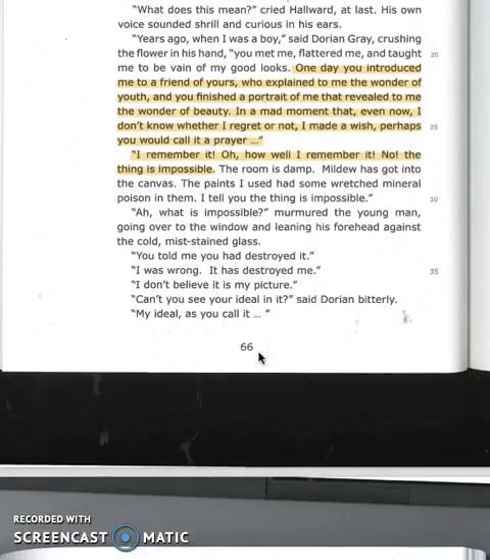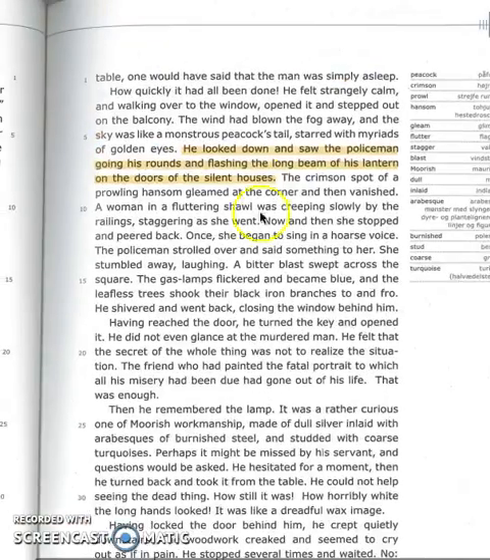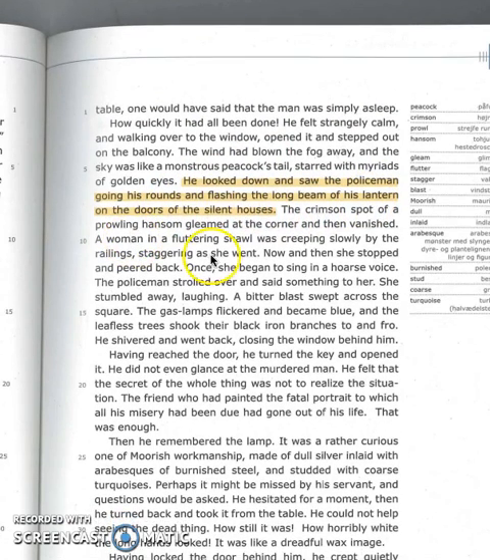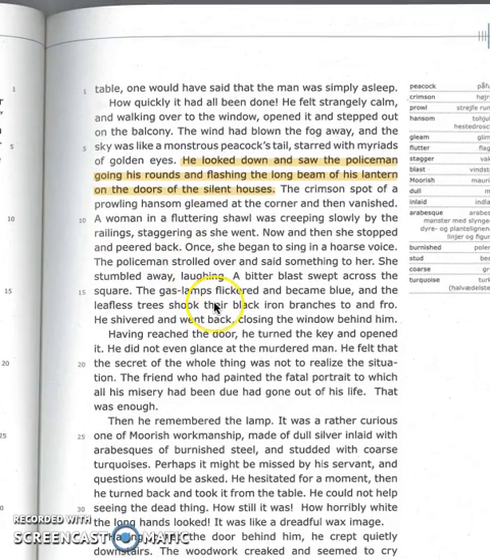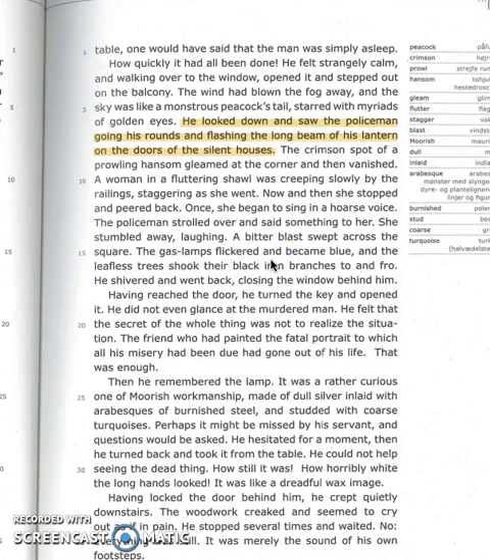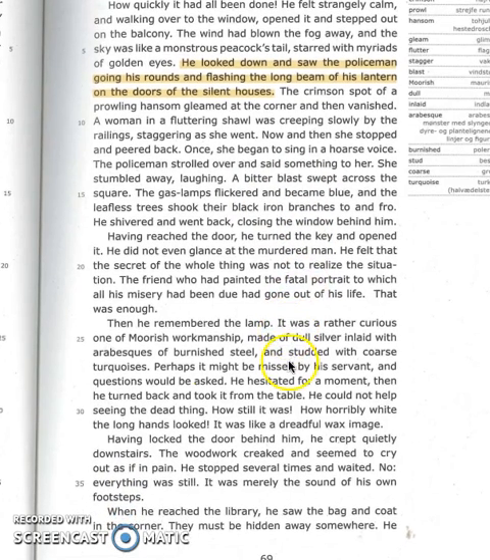He says here, he looked down and saw the policeman going his rounds and flashing the long beam of his lantern on the doors of the silent house. Otherwise, there's not a lot of other persons we learn about. We don't hear that much about Dorian, other than he is very beautiful, and he seems a bit frustrated later on in the story.